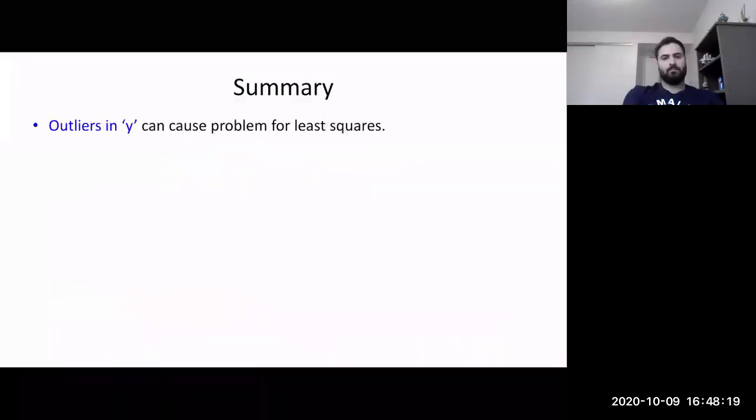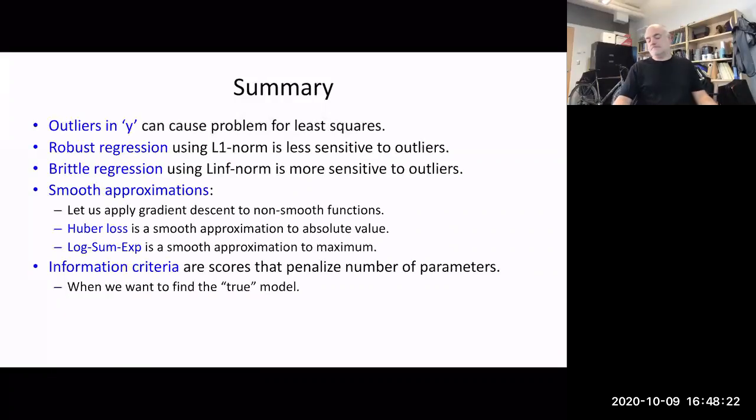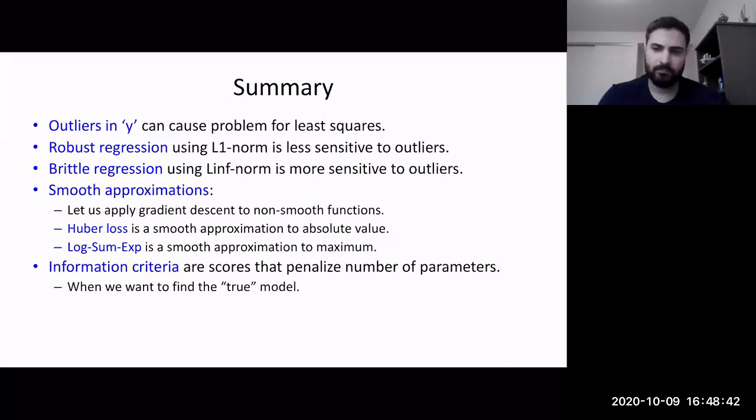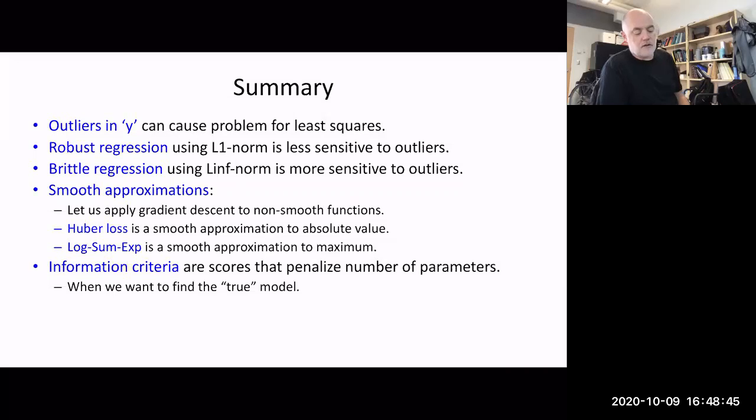Anywho, today, in summary, outliers in our outputs can cause problems for least squares. If you use an L1 norm, this results in a robust regression that is less sensitive to outliers. If you use an L infinity norm, that's a brittle regression that's more sensitive to outliers. And if you want to train models with these particular losses, resulting in robust and brittle regression respectively, then we need to impose smooth approximations that basically accomplish the same thing, and it allows us to run gradient descent even with non-smooth functions.